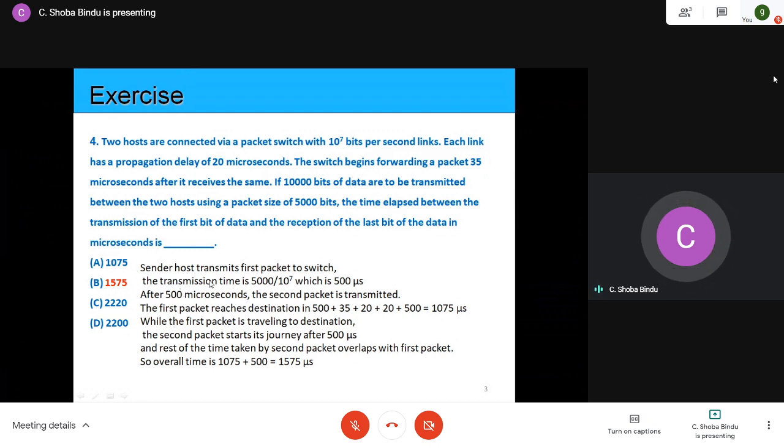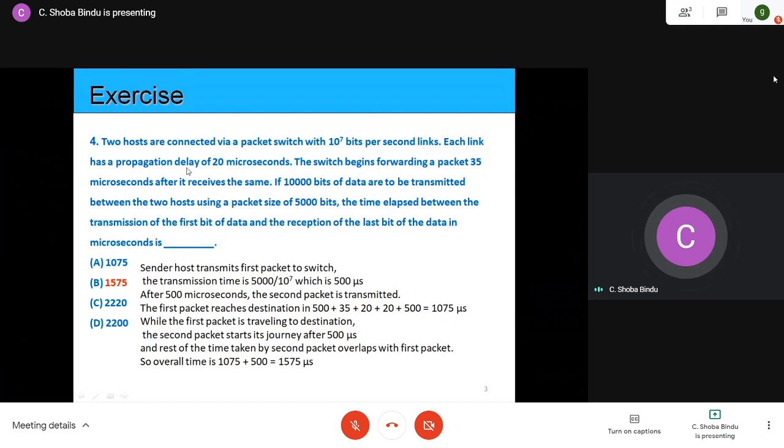So what we told yesterday, first you need to find out the number of packets that you need to transmit. That you are going to get by dividing the total size of the message by the size of the packet. So 10,000 divided by 5,000. So the number of packets that you need to transmit is 2 here. So what is given? Bandwidth is given to be 10 to the power of 7. The propagation delay is directly given.